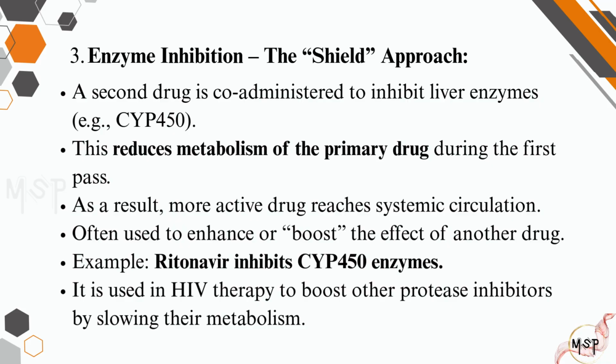Another approach is enzyme inhibition, sometimes called the shield strategy. Here, a second drug is given to temporarily block the liver enzymes that would normally metabolize the main drug. This allows more of the primary drug to survive and reach the bloodstream. For example, ritonavir is often used in HIV therapy not only for its own antiviral activity, but also to boost other drugs by inhibiting the enzymes that would normally break them down.